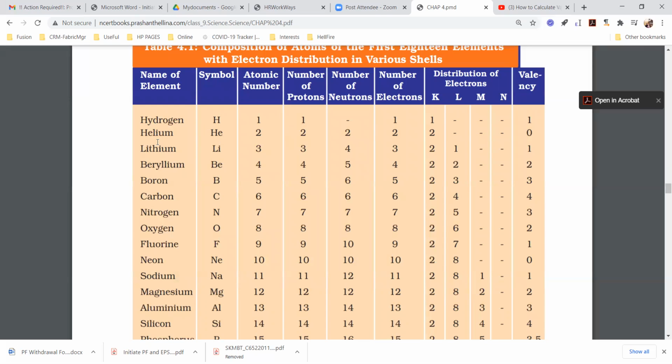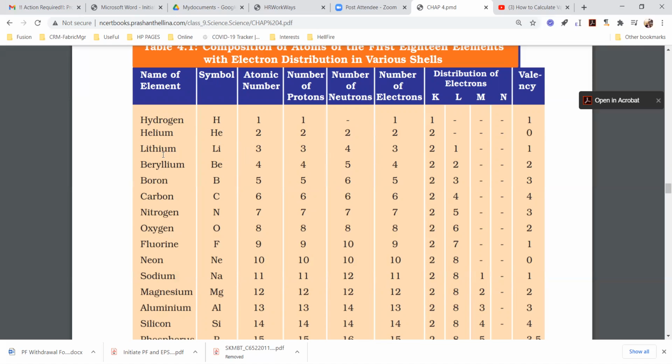Observe the second element. Second one is helium. Atomic number is 2. Observe the K shell. It is 2. So it is satisfied. The maximum capacity of K shell is 2 electrons and helium has 2. Therefore, 2 minus 2, it is 0. So it is satisfied. Helium is completely satisfied.